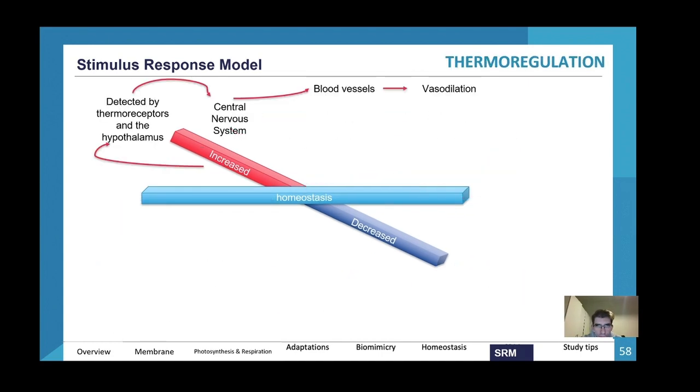Actually, it will be easier if I just go through it slowly. First, let's talk about thermoregulation. Let's say body temperature increases. It is first detected by thermoreceptors in the hypothalamus. Then it will be detected by the central nervous system, which will send signals to blood vessels, which will start to vasodilate.